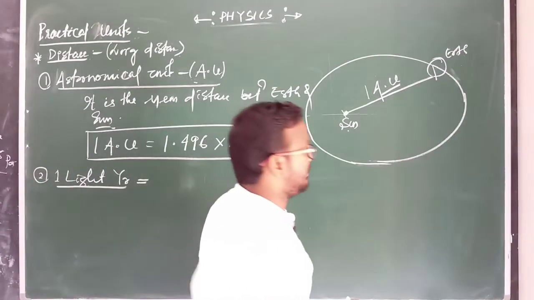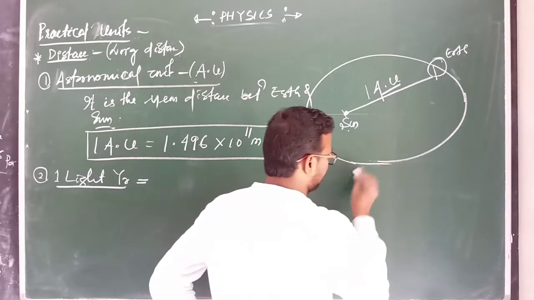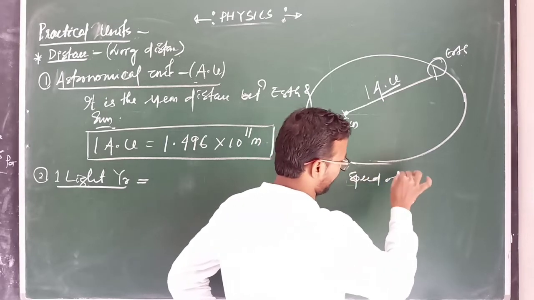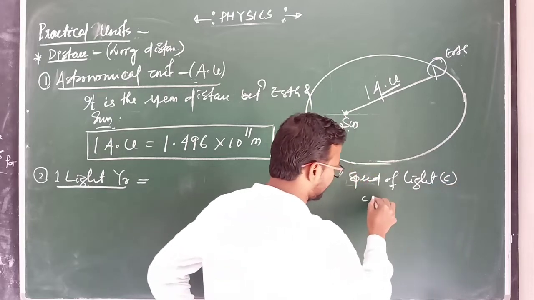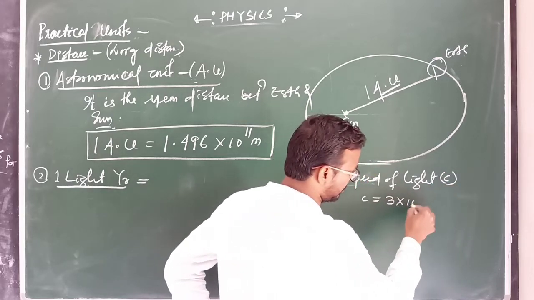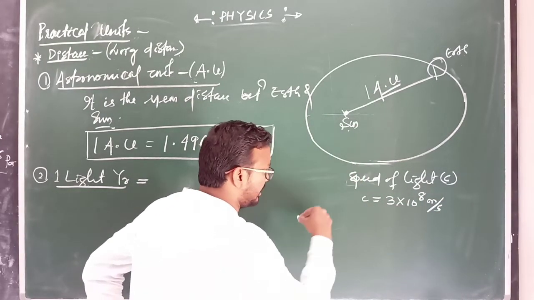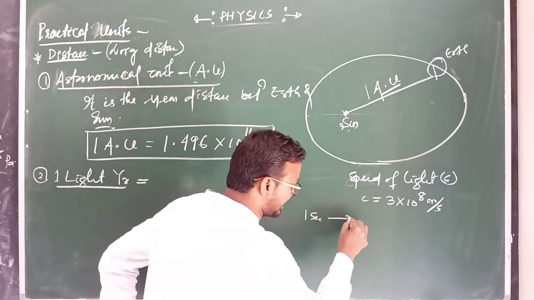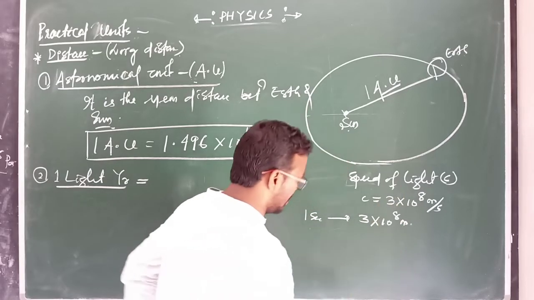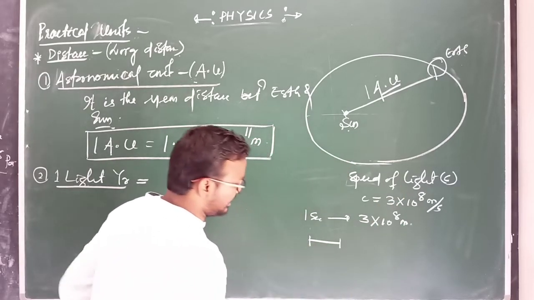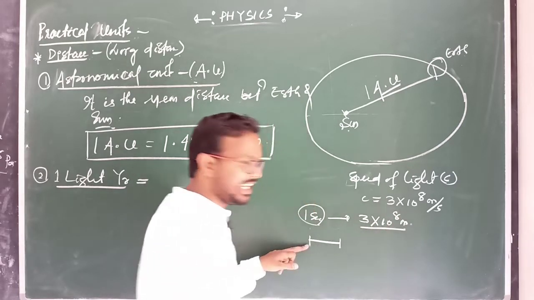You already know the speed of light in vacuum, which is represented by c, and c is equal to 3 into 10 to the power 8 meter per second. That means if we take 1 second, light travels a distance equal to 3 into 10 to the power 8 meter. Suppose light travels this distance from A to B in 1 second, which is 3 into 10 to the power 8 meter.